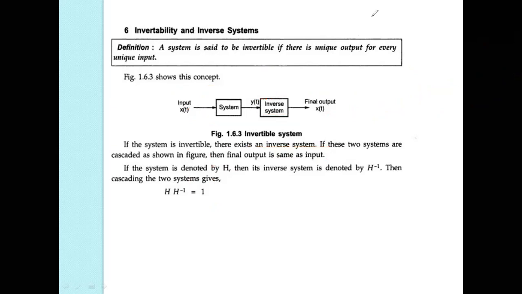Okay, my dear students. So in the fourth chapter, till now we learned what a system is. A system is interconnected components. The system is nothing but an element or interconnected components to perform operations on the signal, or getting the output in response to the input signal.